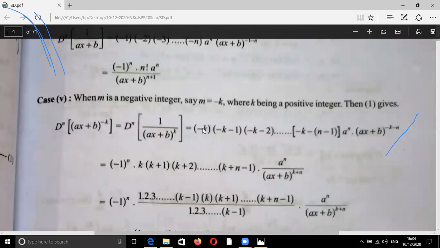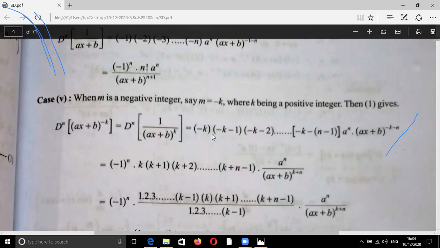Now the fifth case, when m is a negative integer, where m equals minus k, k being a positive integer. Now the nth derivative of (ax+b) to the power minus k, because (ax+b) to the power m is there, you are writing m equal to minus k, that's why you are writing here the same. And here you can write 1 by a to the power minus m as 1 by a to the power m, and you replace that m by minus k, so that you are getting this. Now again in the same way, from the n components, take minus as common, you get minus 1 to the power n.